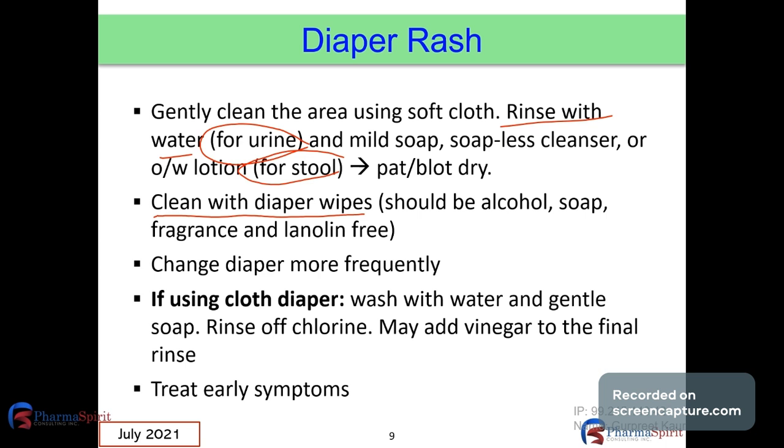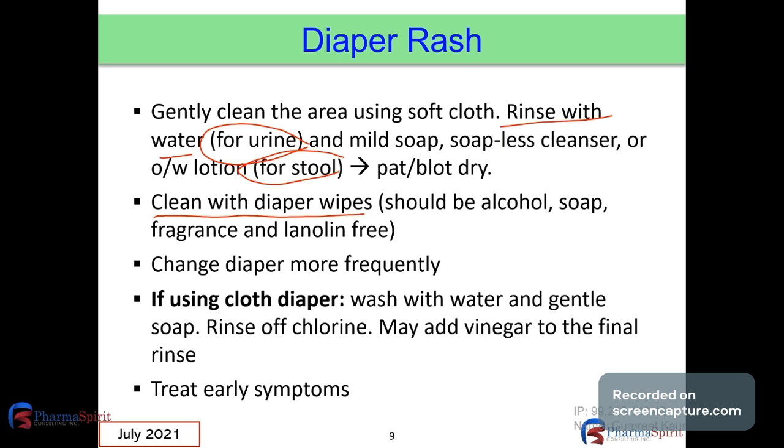Another thing we can do is to change diaper more frequently. And if we use cloth diaper, this is the old style diaper, when the diaper is cotton and then we put a plastic covering on the top, or plastic wrap on the top, we need to wash the cloth diaper with water and gentle soap. And we need to rinse them carefully to get rid of the chlorine. And we may consider adding vinegar to the final rinse, because vinegar will kill any kind of candida attached to the cloth diaper.